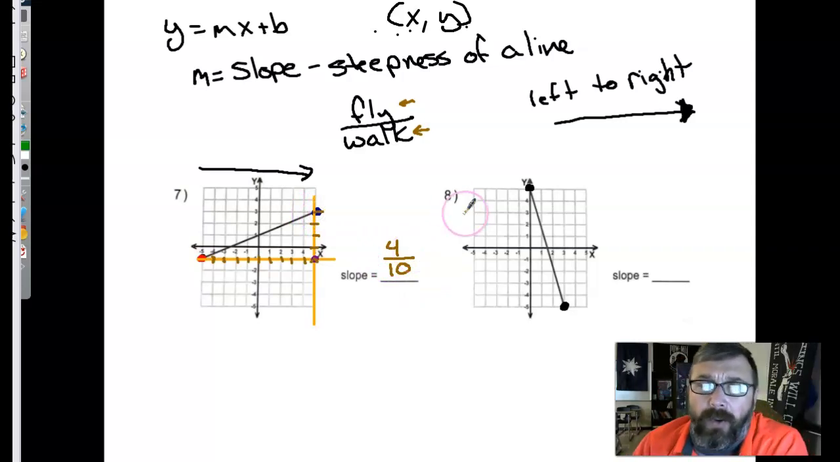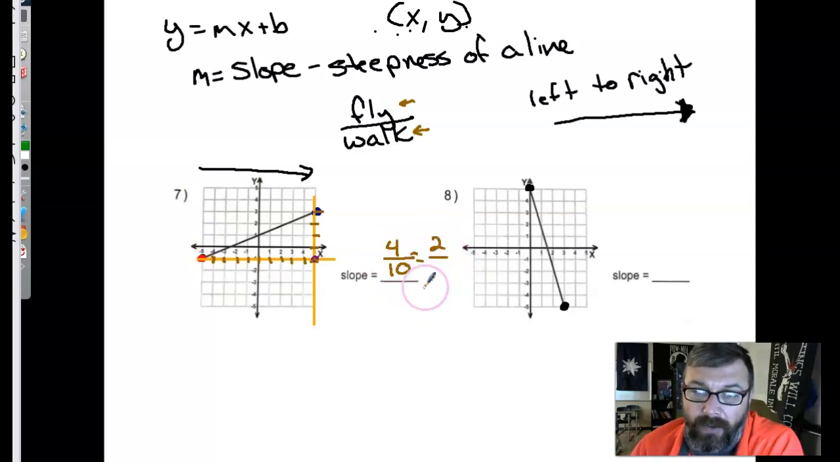Now, always remember with the slope, a mixed number is okay. A fraction is okay, but we want to reduce it. Always simplify your answers where you can. We know these are both even numbers, so I can divide by 2. 4 divided by 2 is 2. 10 divided by 2 is 5.